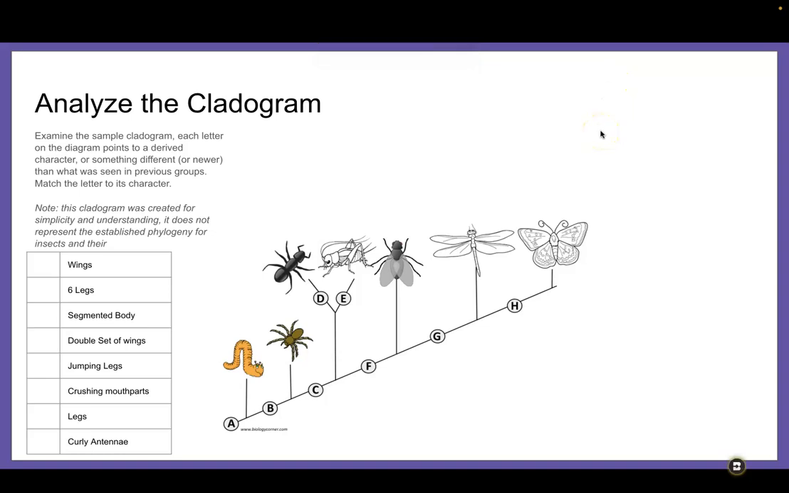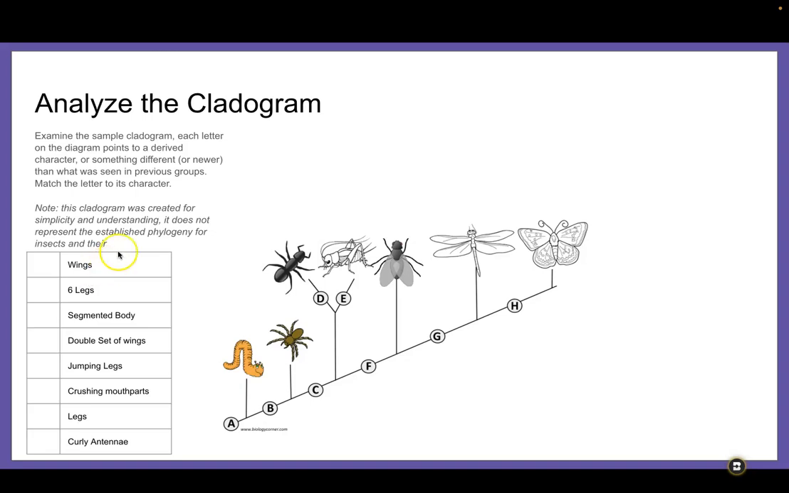So let's look at some cladograms as some practice. Here's a cladogram that's been drawn for us. And then here are some different characteristics that you could actually use to go through and figure out how this cladogram was created. So I want you to go ahead and pause this video for a second, see if you can do that.